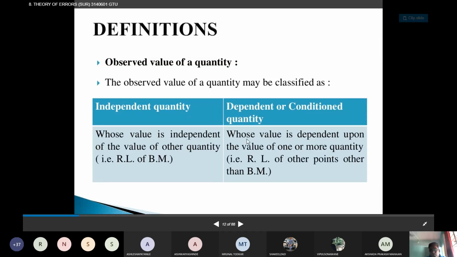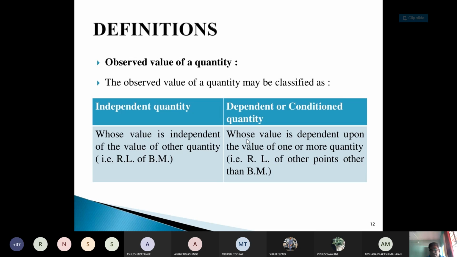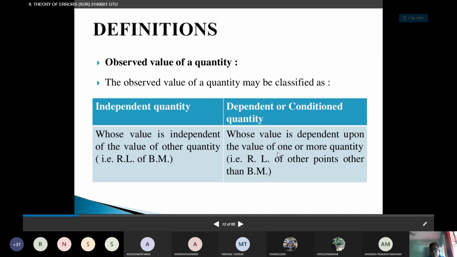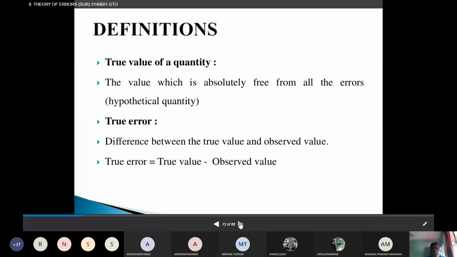A dependent or conditioned quantity is one whose value depends upon the value of one or more quantities, that is, the RL of the other points other than this benchmark. Then the true value of a quantity is the value which is absolutely free from all errors. That is a hypothetical quantity, it doesn't have errors. True value is the realistic value, absolutely free from all types of errors.